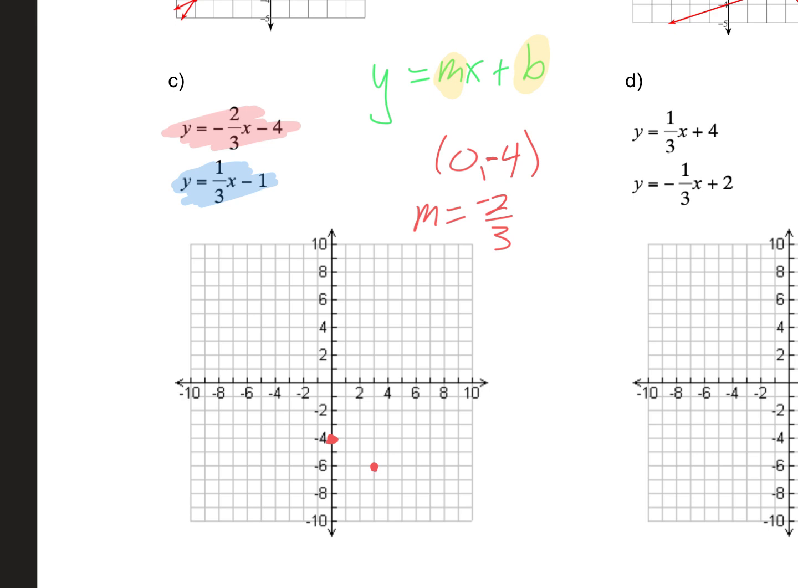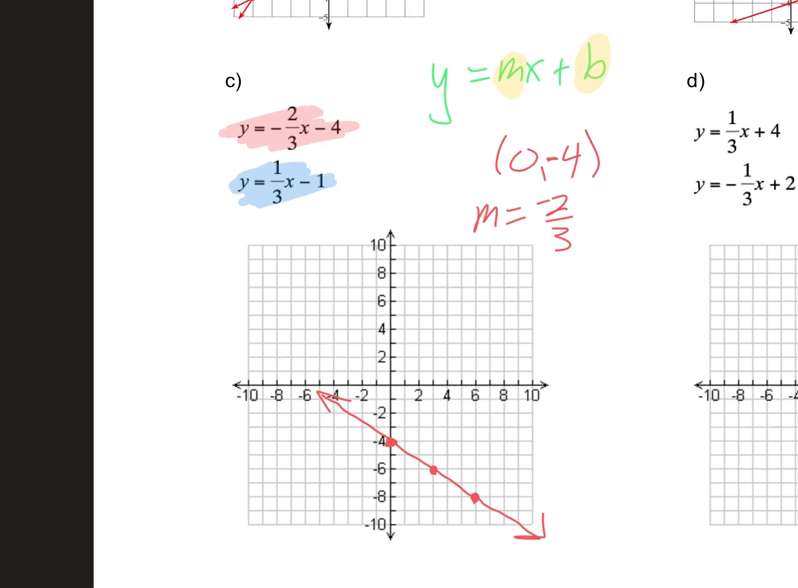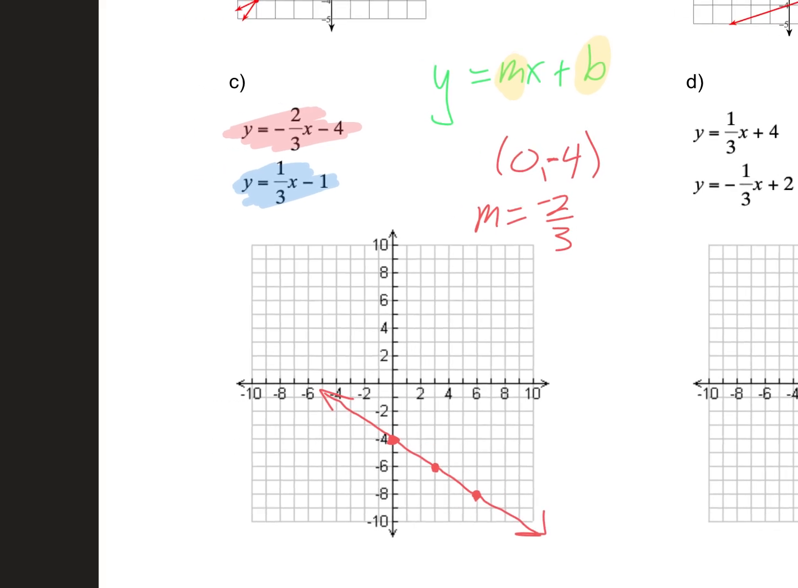Then I can just follow that same pattern one more time using rise over run. So I will go down 2 units, right 3 units. And that will be another point. And this is enough for me to graph our red equation. Okay, so now we just need to follow that same process with our blue equation. So I'm going to work on the left side of the page now.